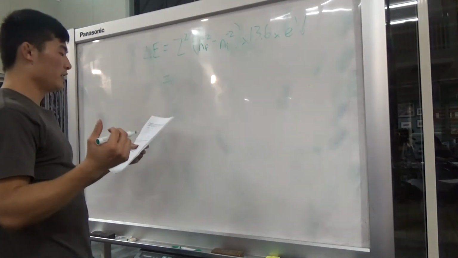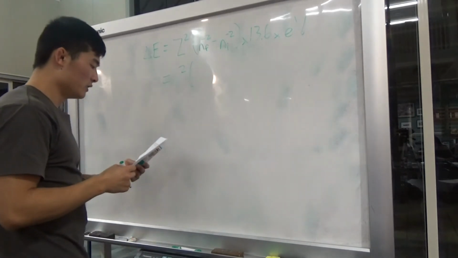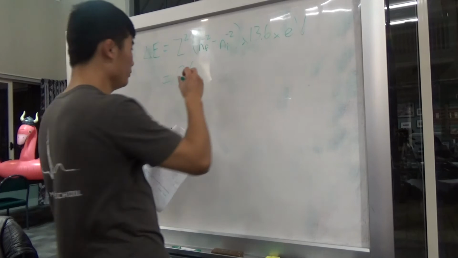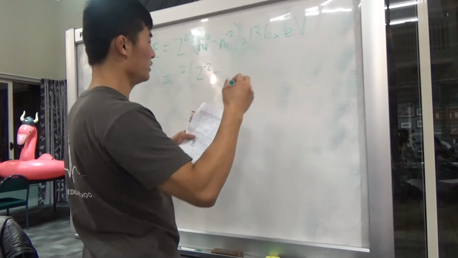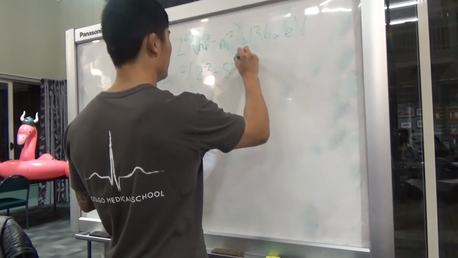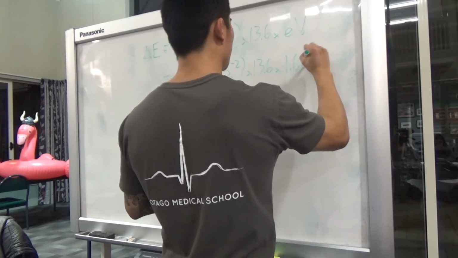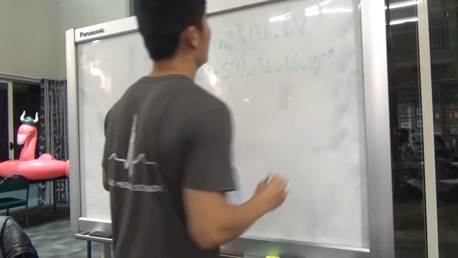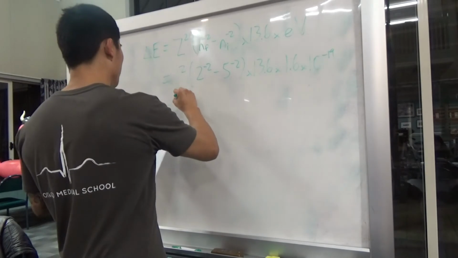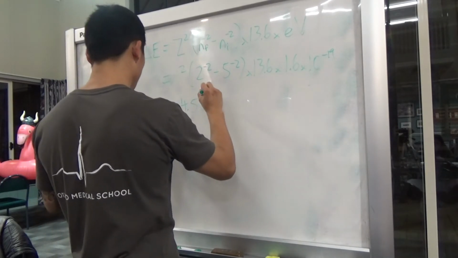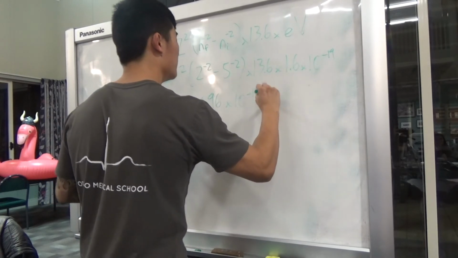So if it's a hydrogen atom, it has 1 proton, so that's 1 squared. And the final energy level is 2, so 2 to the power of -2 minus our initial, which was 5, so 5 to the power of -2, times 13.6 times 1.6 times 10 to the -19. So we're turning that into joules. That will give you 4.5696 times 10 to the -19 joules.